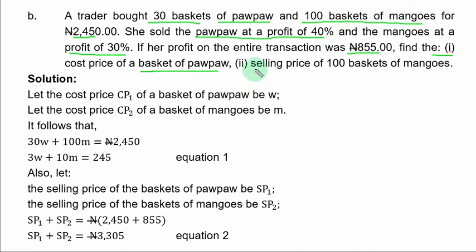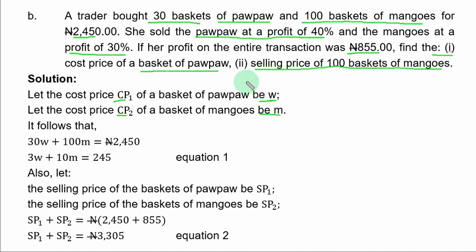Roman figure 2: the selling price of 100 baskets of mangoes. Solution: Let the cost price, that is CP1, of a basket of pawpaw be W, and the cost price CP2, because now you have two different fruits or products, for instance. So the first one, the cost price is CP1, and let W denote that. It's easier to write. And the cost price of a basket of mangoes be M.